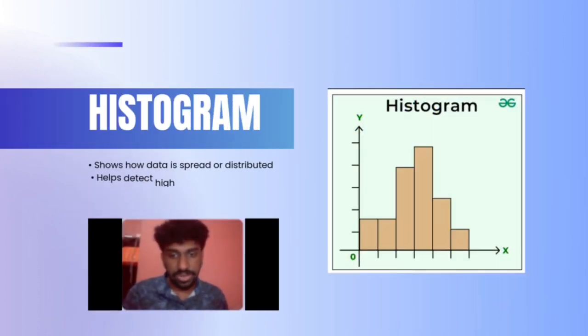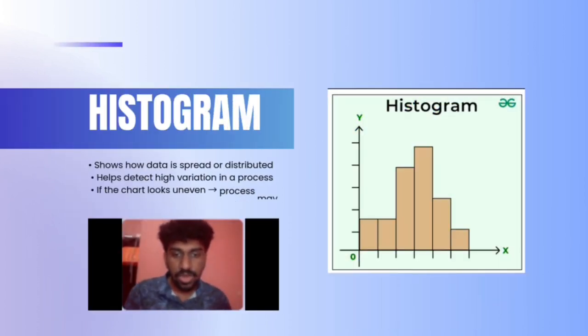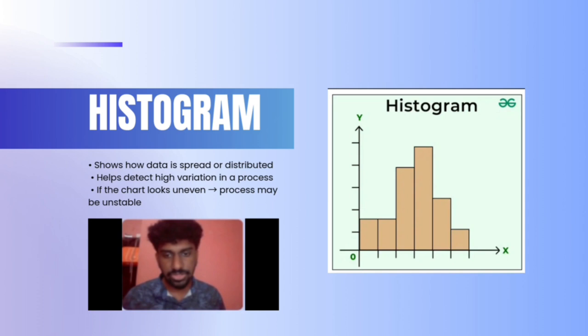Next is histogram. A histogram shows how the data is spread or distributed. For example, if we check the weight of 100 products, a histogram will show whether the products are consistent or whether there are large variations as the figure above. If the histogram shape looks uneven or unstable, it means the process might need improvement or tighter control.